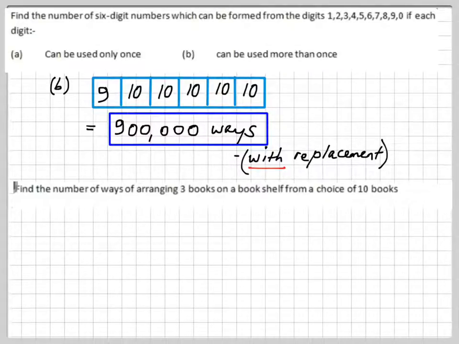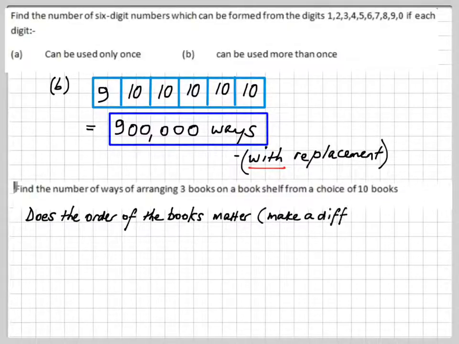Righto, now what are we doing now? We've got to find the number of ways of arranging 3 books on a bookshelf from a choice of 10 books, alright? Now what's the first question you always ask, guys? Does the order of the books matter? Does it make a difference? Does it change it into another permutation, another different configuration is what I'm trying to say.